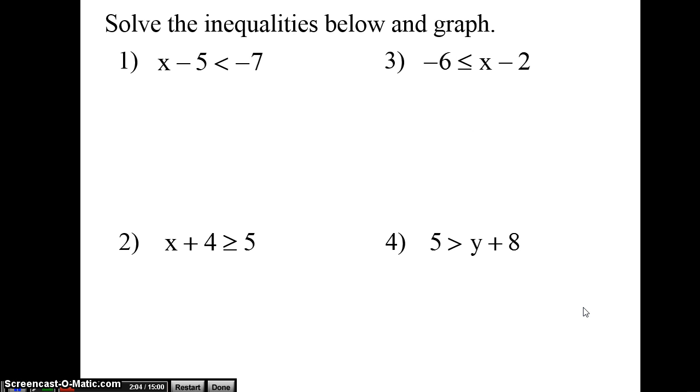Let me show you a couple more examples. It's very, very similar to solving an equation, where we draw a line. Our line would just be through the greater than or less than symbol. In this question, I'm going to take the inverse of subtracting 5 and add 5. When I add 5 with negative 7, I'm going to get negative 2, and x is going to be less than negative 2, and I just keep the symbol the same.